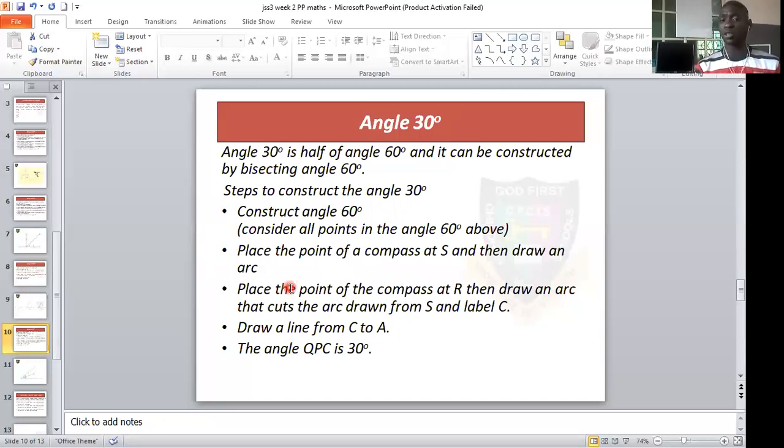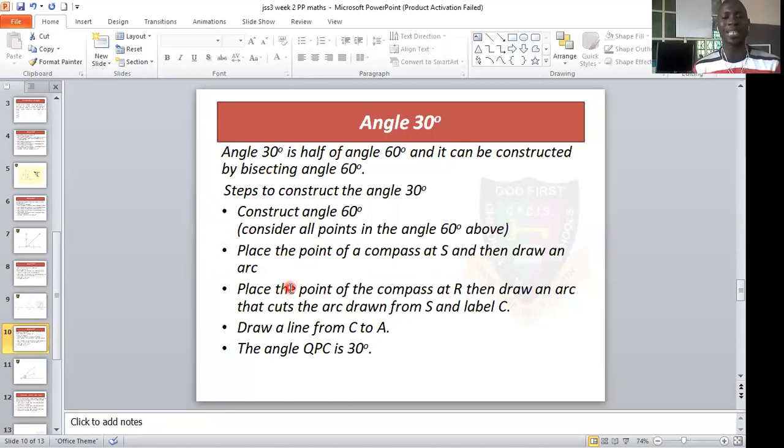So these are the procedures we follow. If you follow these procedures outrightly, you will get the same result as I'm getting down here. I oblige you to practice more and more. Construction is very, very easy. So let's follow the steps to construct angle 30 degrees. First, you have to construct angle 60 degrees because we are bisecting it to give angle 30.